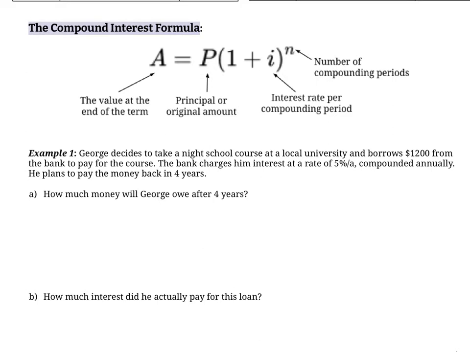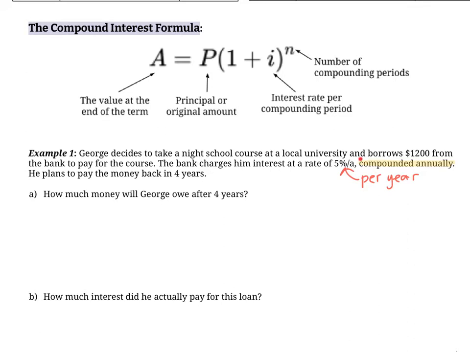And N is the number of compounding periods or the time. So let's start off with an example just to understand how this formula works. It says George decided to take a night school course at a local university and borrows $1,200 from the bank to pay for the course. The bank charges him an interest rate of 5% per A. That means per annum, which is another way of saying per year. Compounded annually. Now this, we don't know what this means yet. We're going to talk about that in a little bit. And he plans to pay back the money in 4 years.